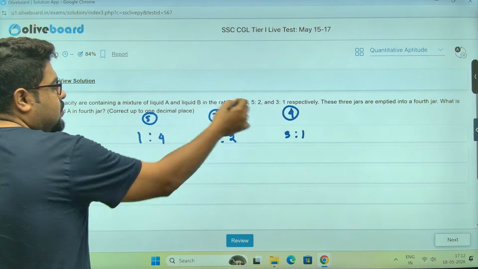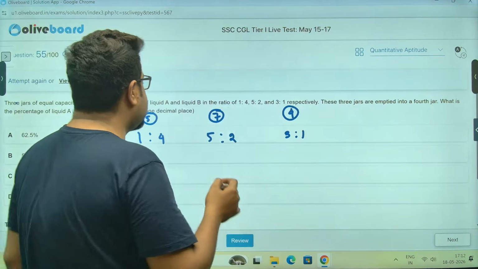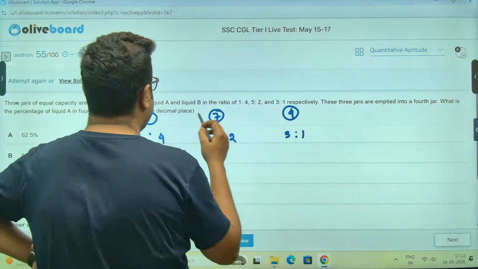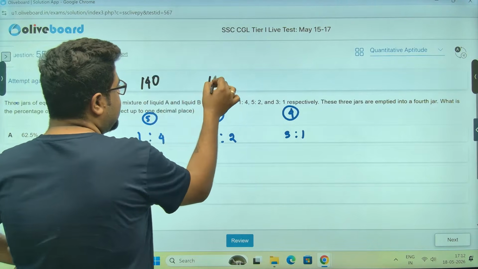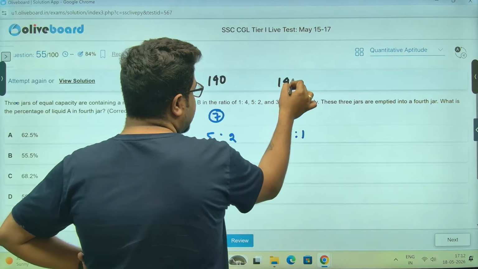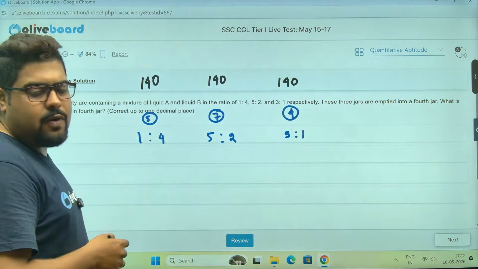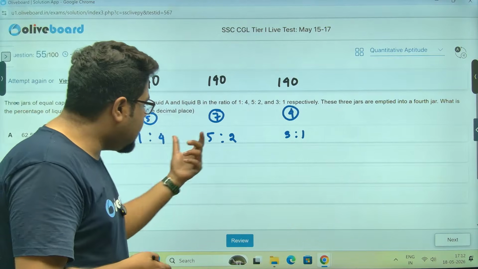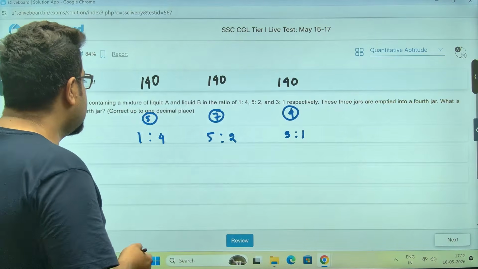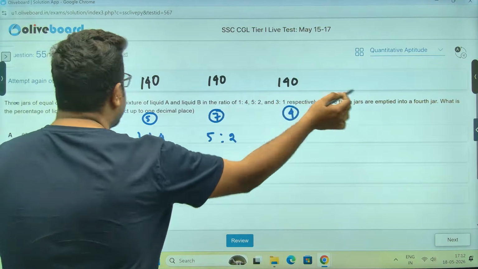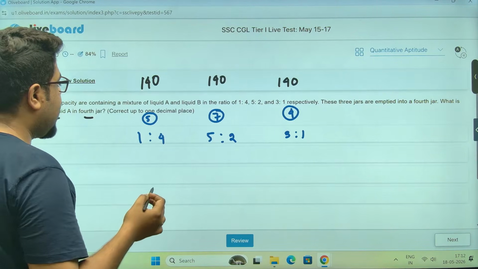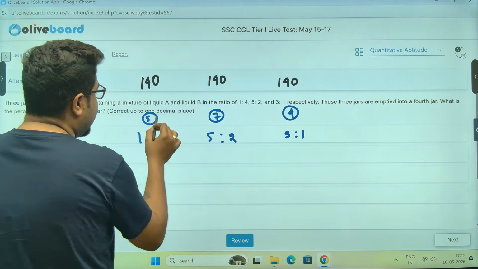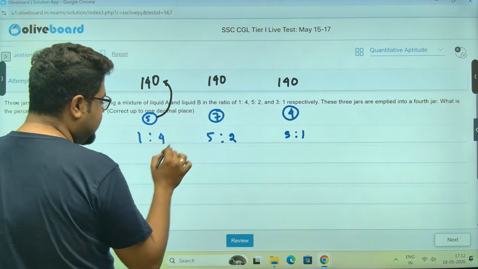So again, all three are co-prime numbers. 5, so 140 I'm taking. 140 units, 140 units, 140 units. These are the capacities of all three jars. So over here, emptied into a fourth jar, what will be the liquid A in the fourth jar? Percentage. How much liquid? Sir, 5 parts is 140. So every part is 28.